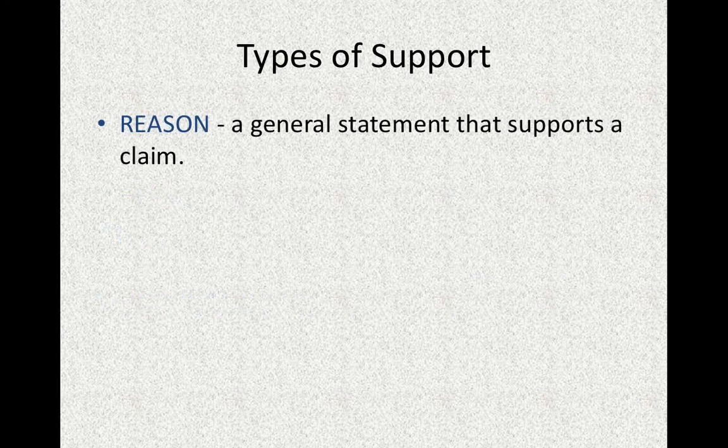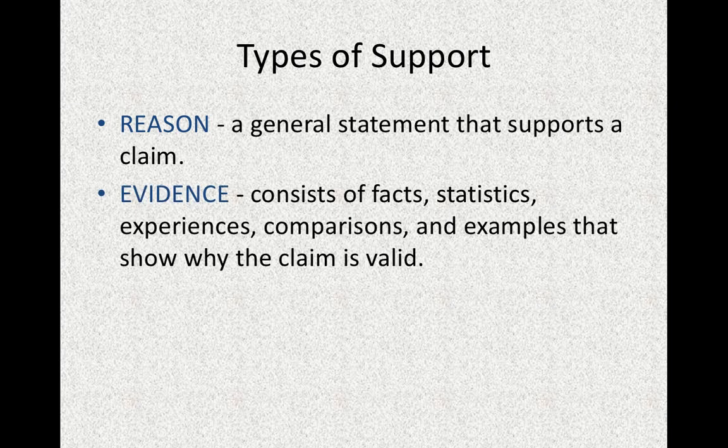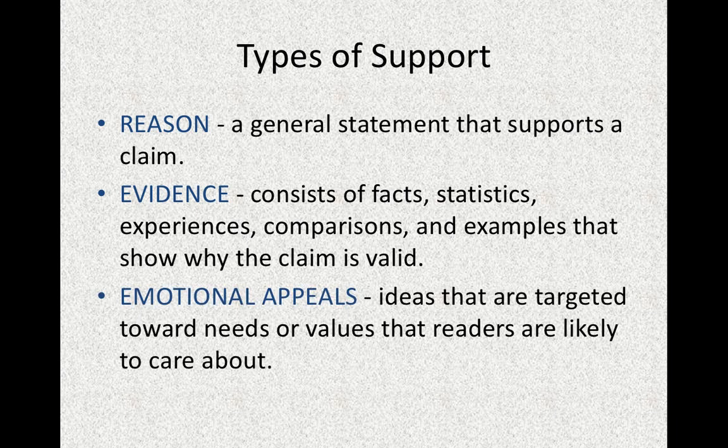So the types of support. You can use reason. This is a general statement that supports a claim. The evidence then is going to be the facts, statistics, experiences, comparisons, any example that you can draw from the text. You can also have emotional appeals, which is kind of where Atticus was going with in his closing argument. Those are targeted ideas towards people's values. So in his closing statement, Atticus appealed to the values of the jurors. Would you want this to be done to you? Right? His golden rule.